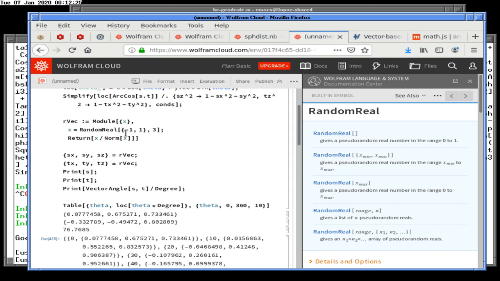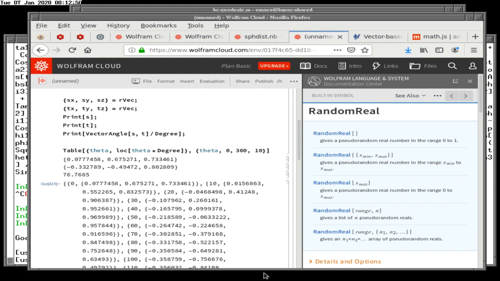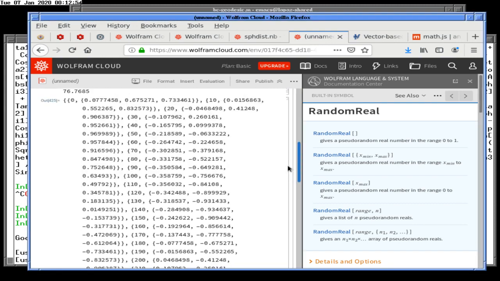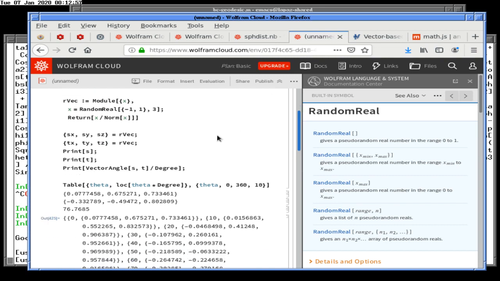Because this is a decent vector anywhere within the 2x2x2 cube that's around the origin, and the parameterization should be correct. I don't know. Okay. Well, I thought we had something there, but we do not.